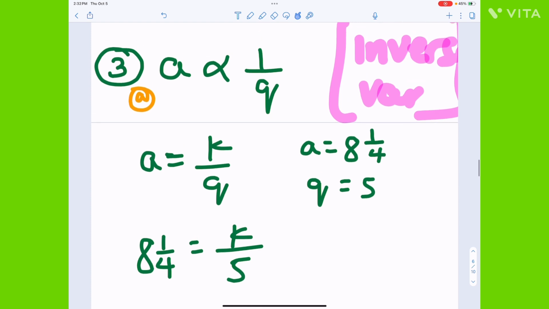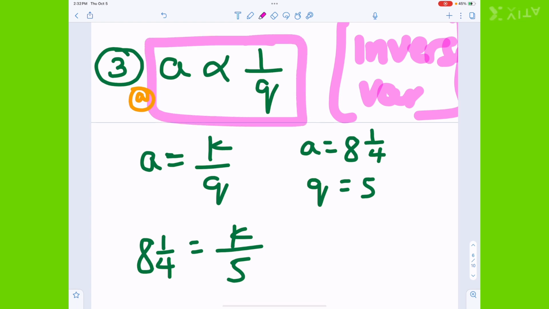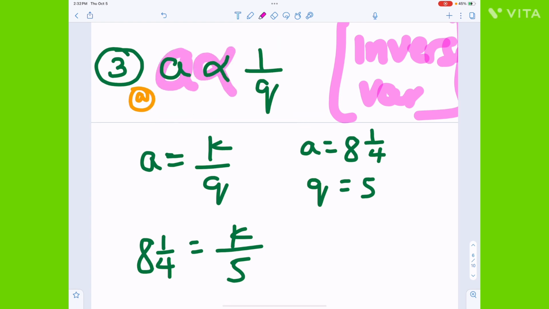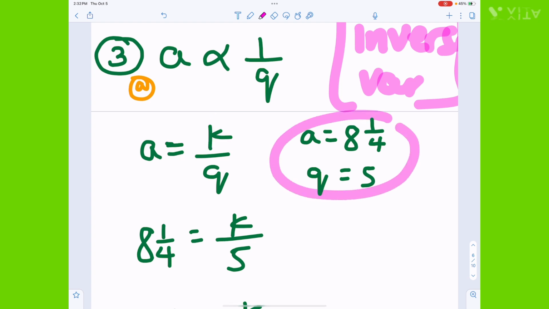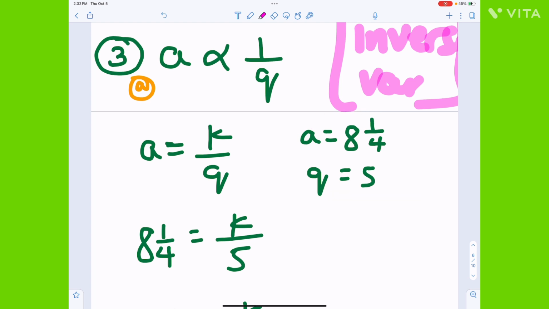Question 3 says A varies inversely as Q. That's how we write it. Now, change the variation to an equation by introducing your constant. A will be equal to K over Q. And we are told that A is 8 1/4 when Q is 5. So that means 8 1/4 will be equal to K over 5.